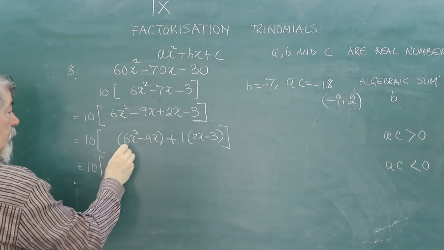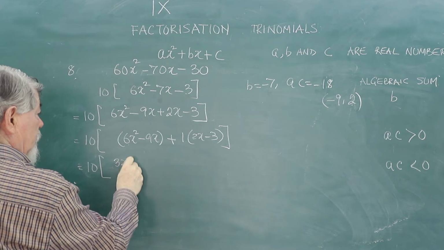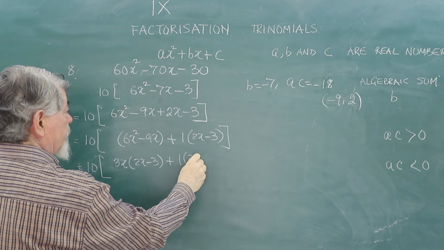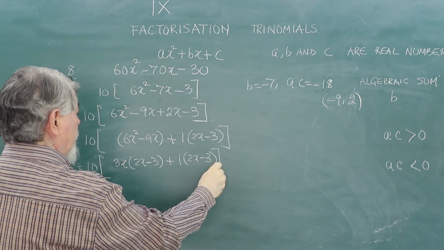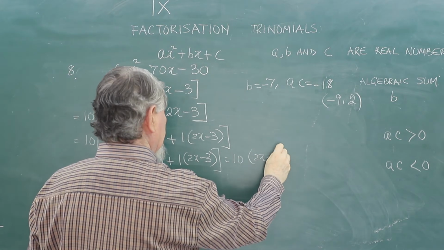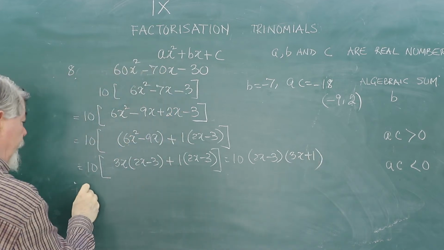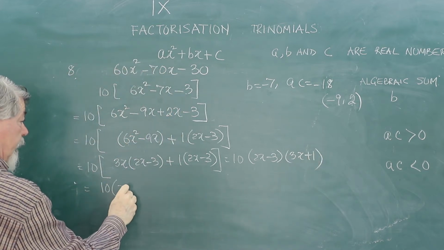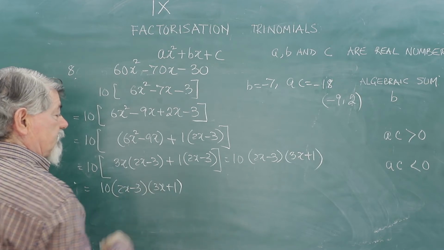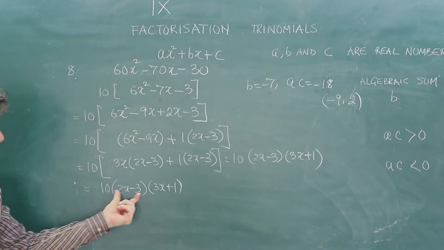Then out of the first pair, what is common? 3x is common. It will be 3x(2x - 3) + 1(2x - 3). It will be 10 into (2x - 3)(3x + 1). So your final answer will be 10(2x - 3)(3x + 1). 10 is also a factor of this. If I divide it by 10, I'll get an expression.